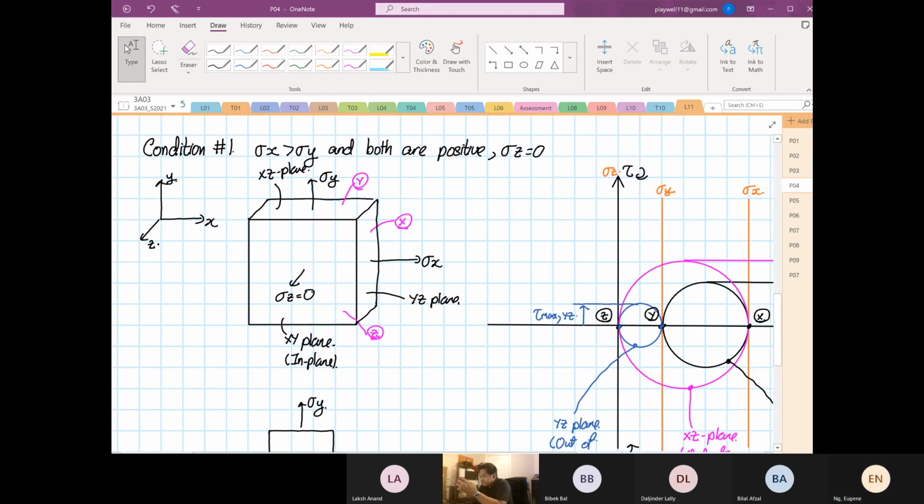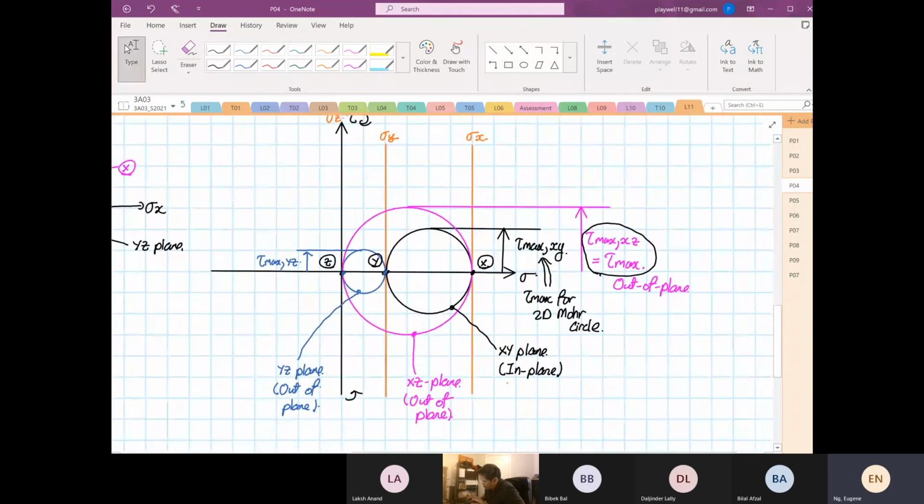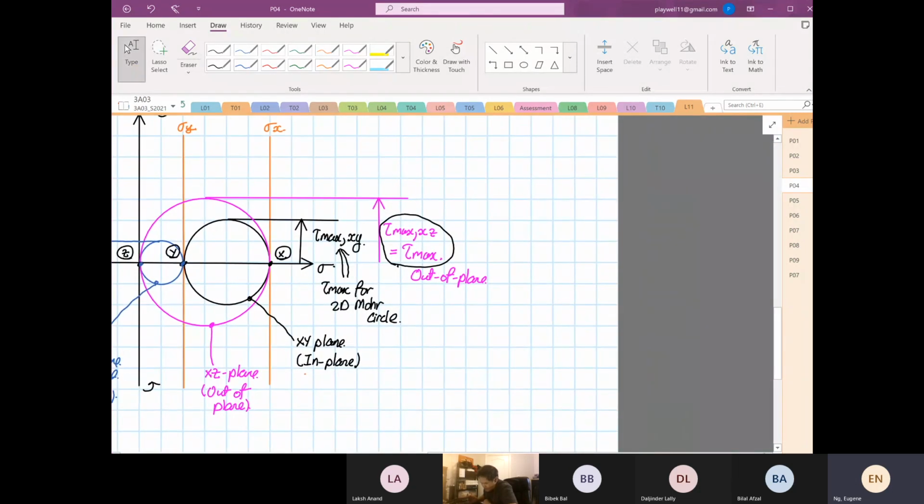Okay, but listen, in the right condition, the in-plane can be the maximum shearing stress. Now let me finish this first. So for condition number 1, by looking at this condition over here, we can say that the tau max is equal to the tau max in the XZ plane, or the tau max in the ZX plane. To find the tau max over here, it is basically equal to stress X divided by 2.